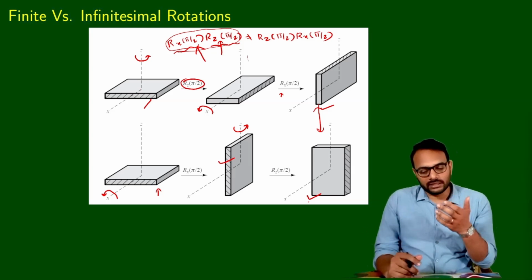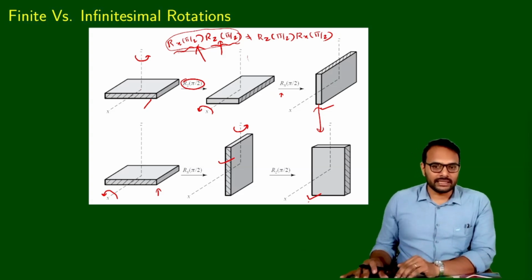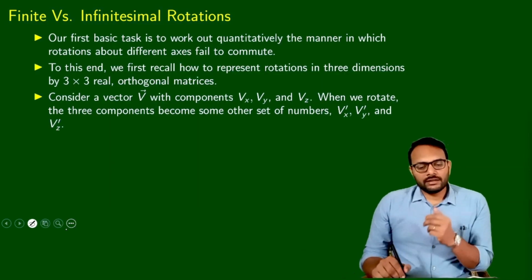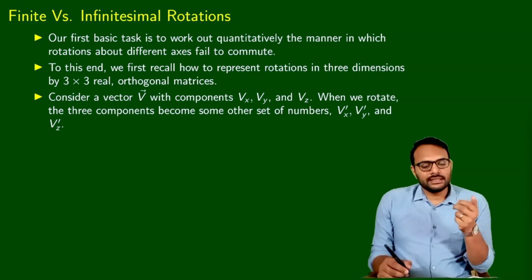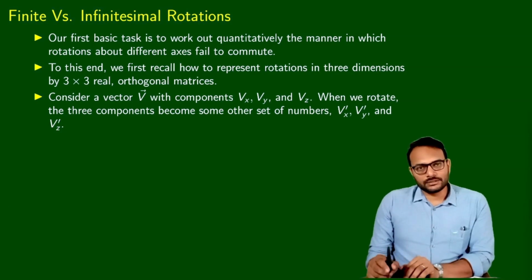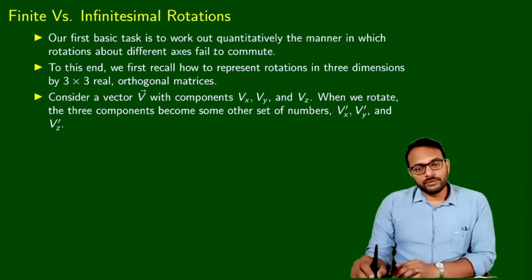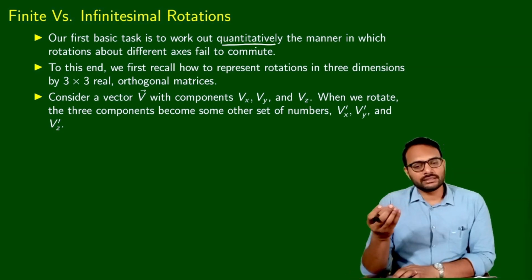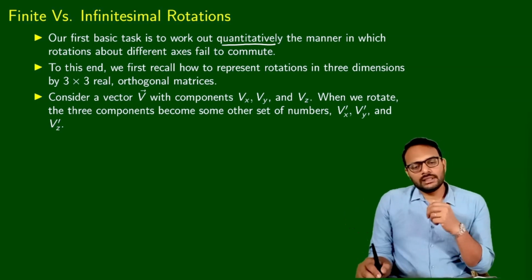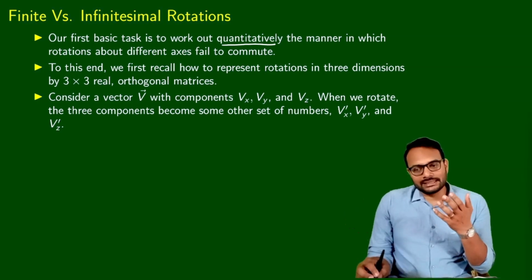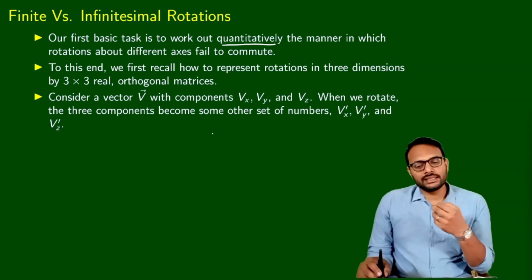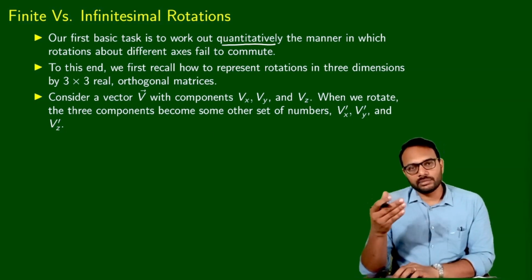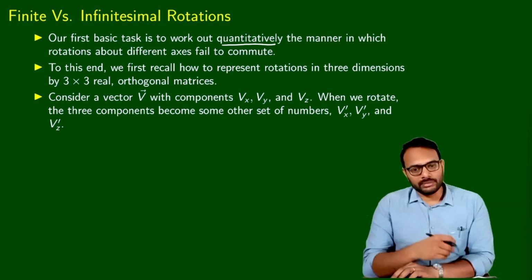This is something that we have already seen in classical mechanics also. We have just seen qualitatively that rotations about different axes do not commute. But we need to work out quantitatively the manner in which rotations about different axes fail to commute. For this, let's just look back at rotations in 3 dimensions. We know that rotations in 3 dimensions can be represented by 3 by 3 real orthogonal matrices.